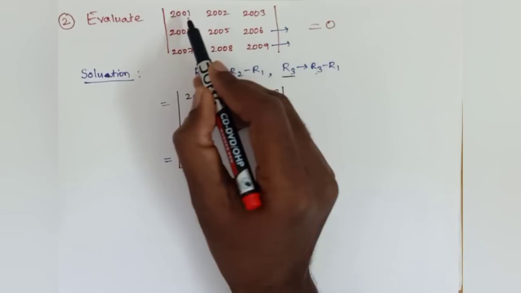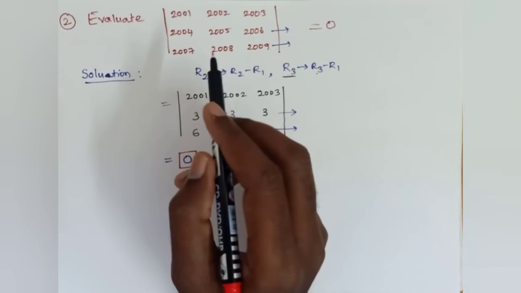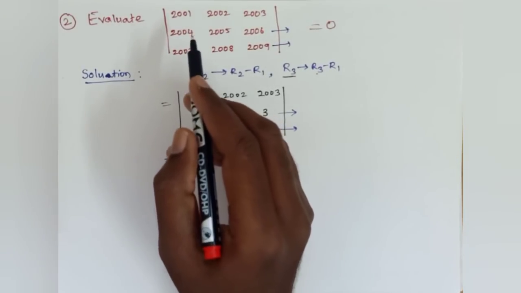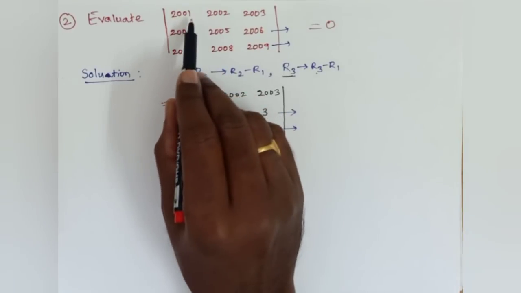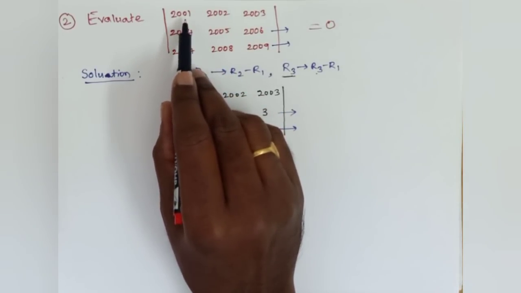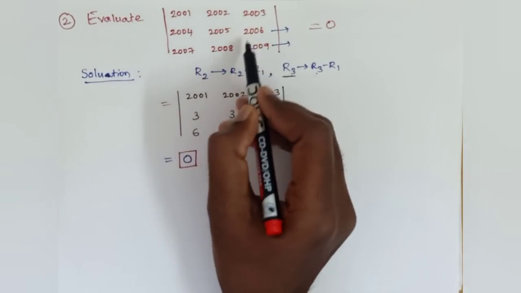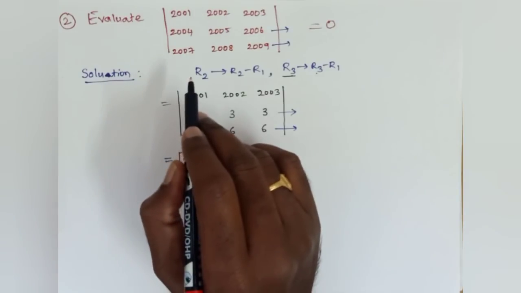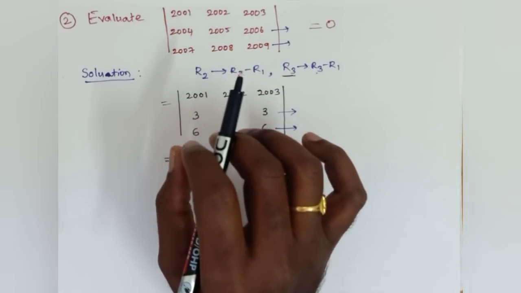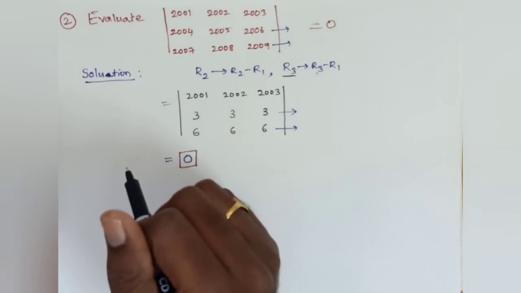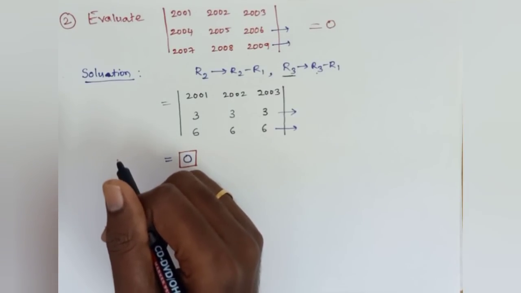The elements need not start with 1 only. They may start with 2019, 2020, 2021, 2022 and so on. The numbers should be in consecutive form. Then directly you can write the answer for this problem as 0.